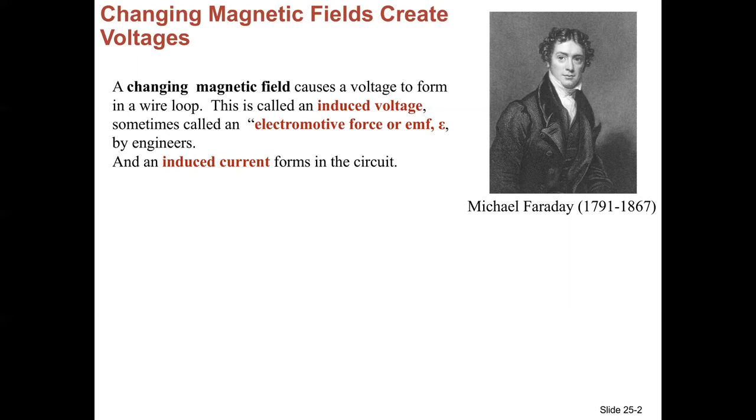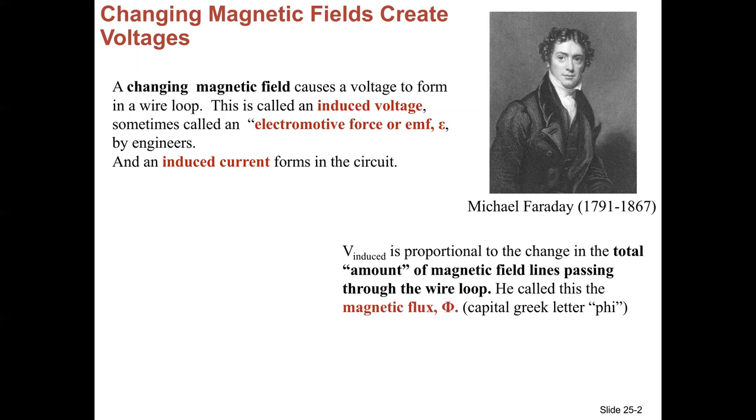A changing magnetic field moving through a wire loop creates a voltage in the loop. And Michael Faraday was a scientist, but not one that was classically trained. He did not go to college traditionally, and he did not have a background in mathematics. So when he was doing physics, he had a unique way to talk about things, which got around the mathematics in some way.